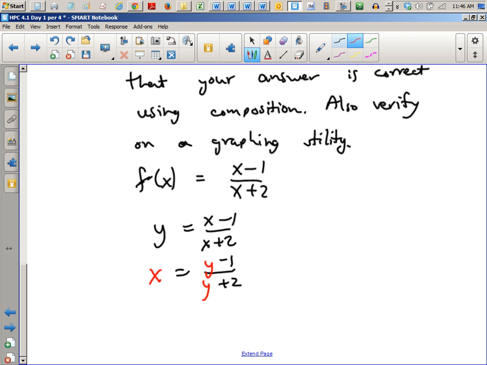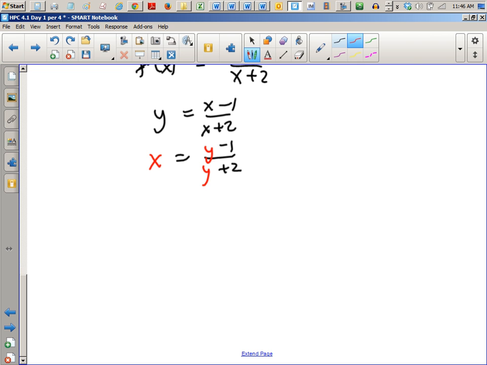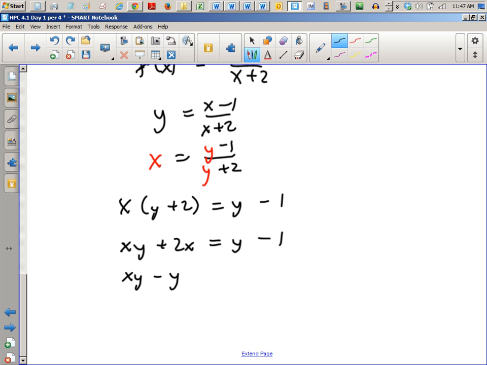Well, let's cross multiply. So if you cross multiply, you're going to have x times y plus 2 equals y minus 1. And then you would distribute: xy plus 2x equals y minus 1. This is on my test, I promise you. And then, if I'm supposed to isolate y, we might be wise to get all the y stuff on one side, right? So why don't we subtract the y over to the left, but the 2x doesn't have a y in it, so let's move it to the other side.